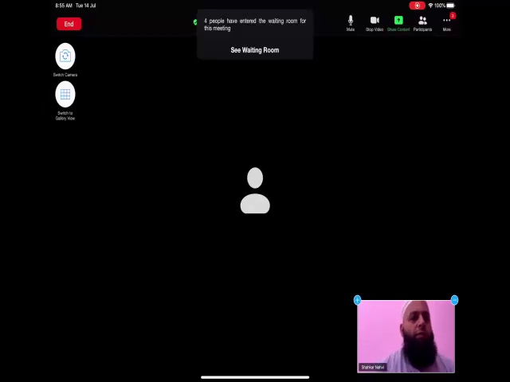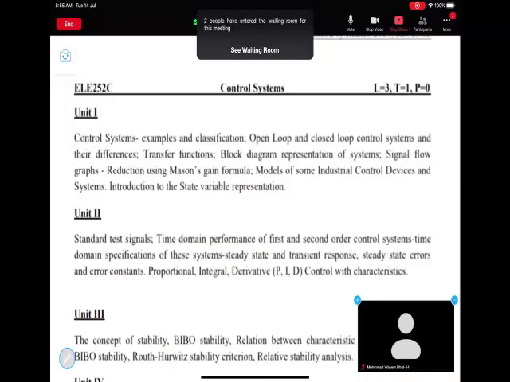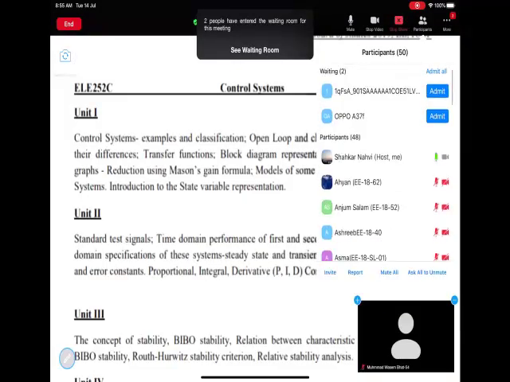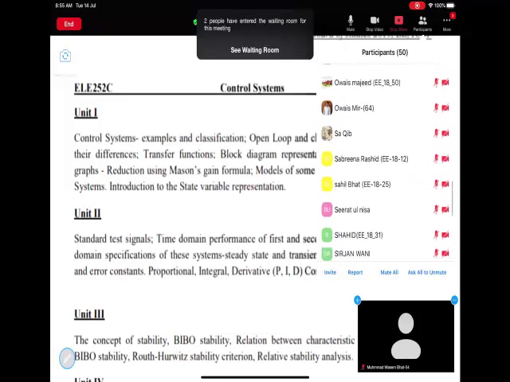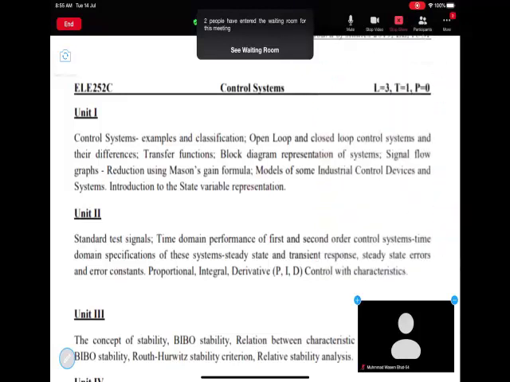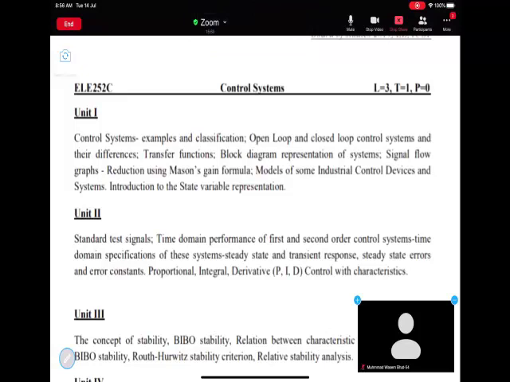So this is a very interesting course on basic control systems that we are starting this semester, and today we are going to see the syllabus for the course, the books recommended, and briefly try to understand what consists of the 5 units, right? And unit first is about control systems.